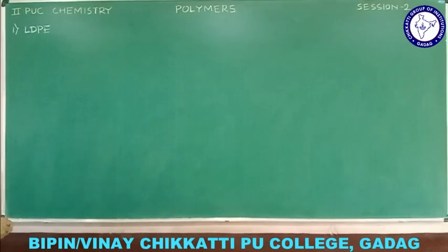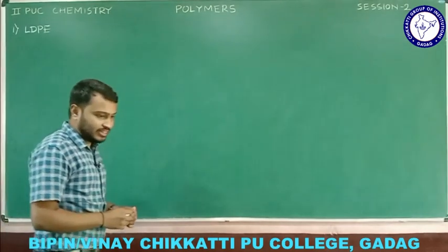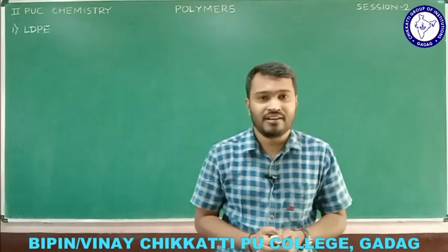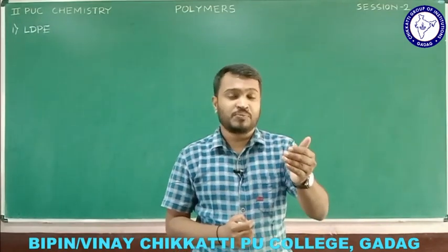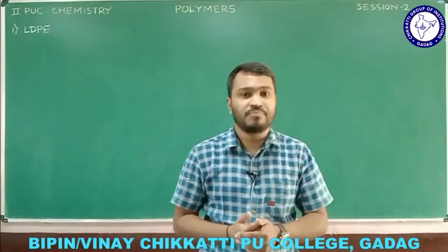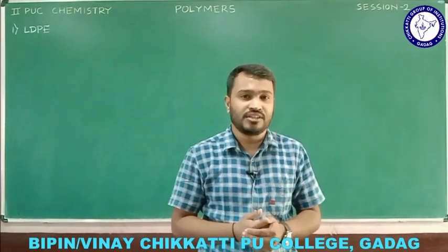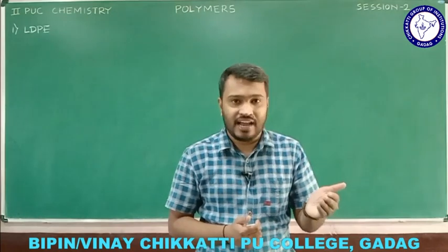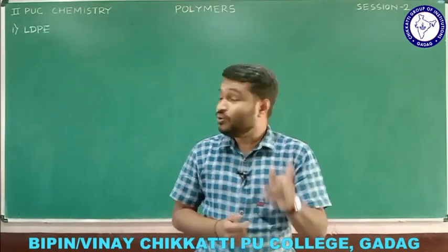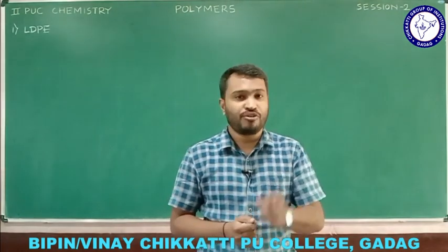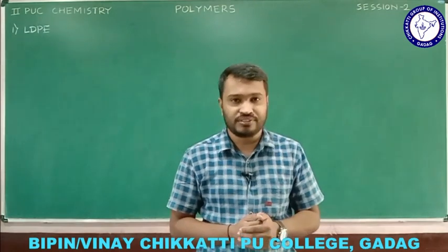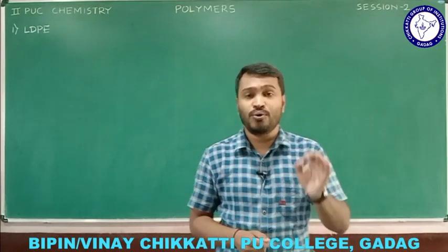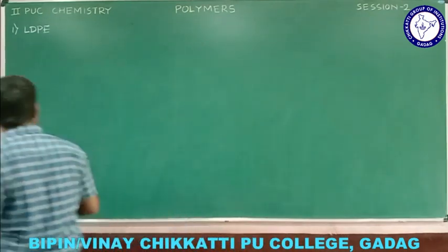is LDPE. I hope you remember I used this particular example while explaining the classification of polymers. Based on structure, polymers can be classified into linear, branched and cross-linked, isn't it? So LDPE is an example of a branched polymer. And LDPE stands for low density polyethylene.